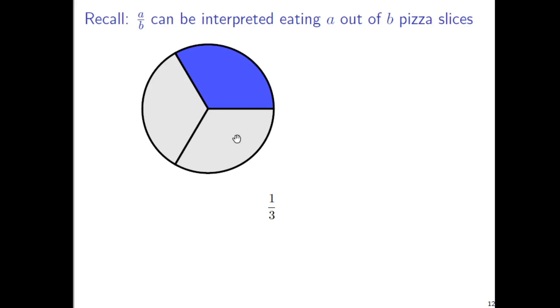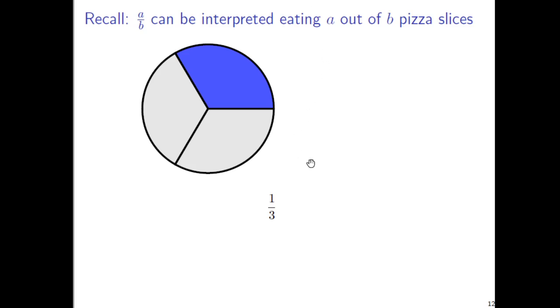Now let's apply the other interpretation of a fraction. A over b can also be interpreted as eating a slices of pizza out of a pizza that has b total slices. Now, which interpretation is better? It depends on the problem. So you have to hold on to both interpretations of fractions and see what's more convenient for the problem you're looking at.